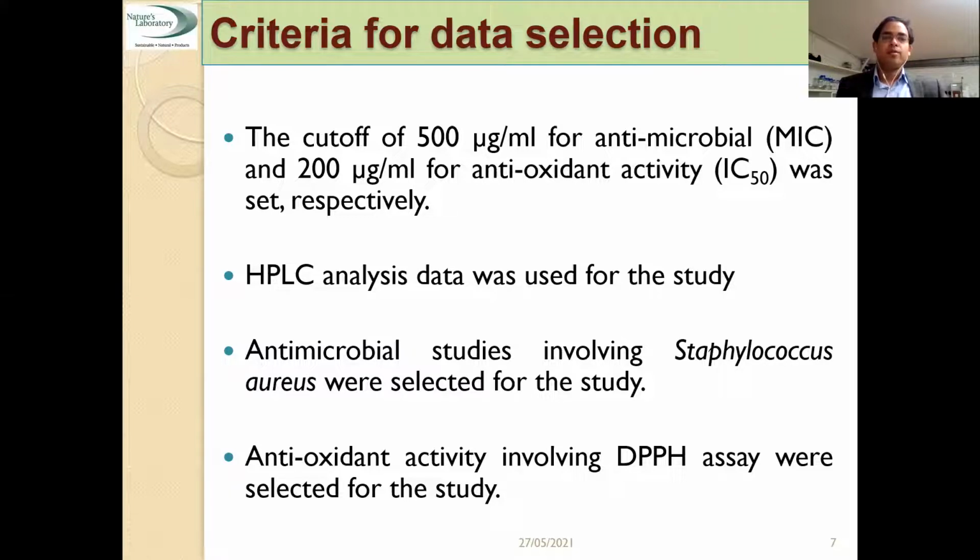Likewise, for antimicrobial studies, we selected those reports where Staphylococcus aureus was used as the strain of microbe. Similarly for antioxidant activity, we selected those studies where DPPH was used. The rest of the studies, where these criteria were not met, were not used in the model, in order to minimize the errors.